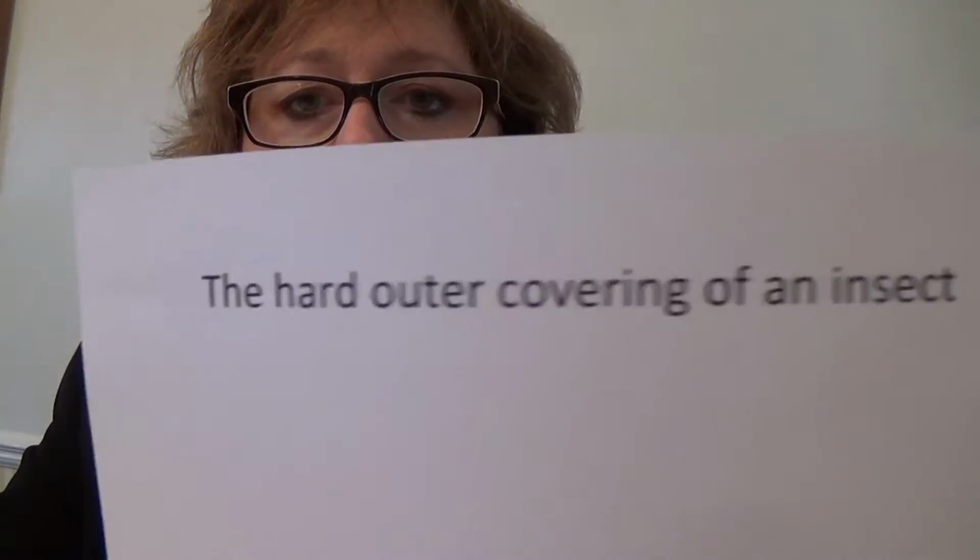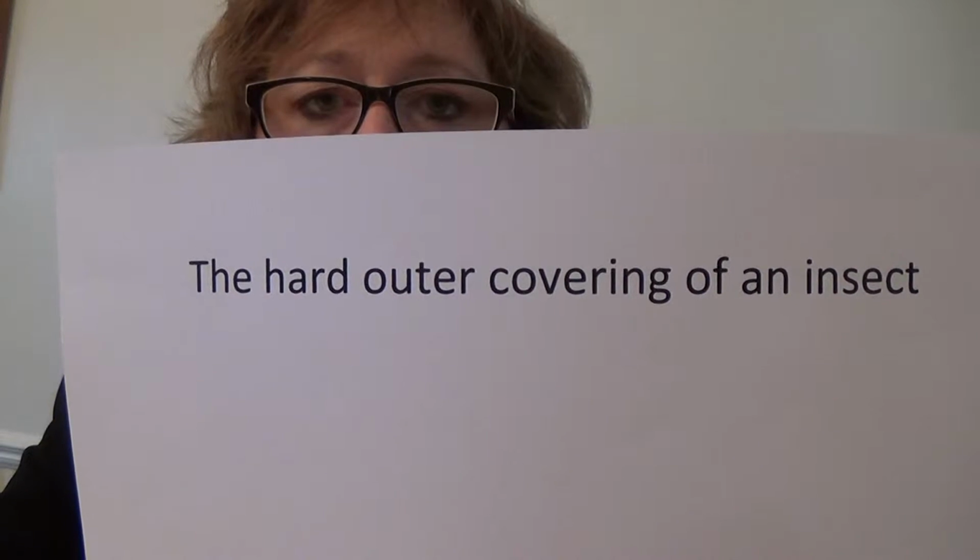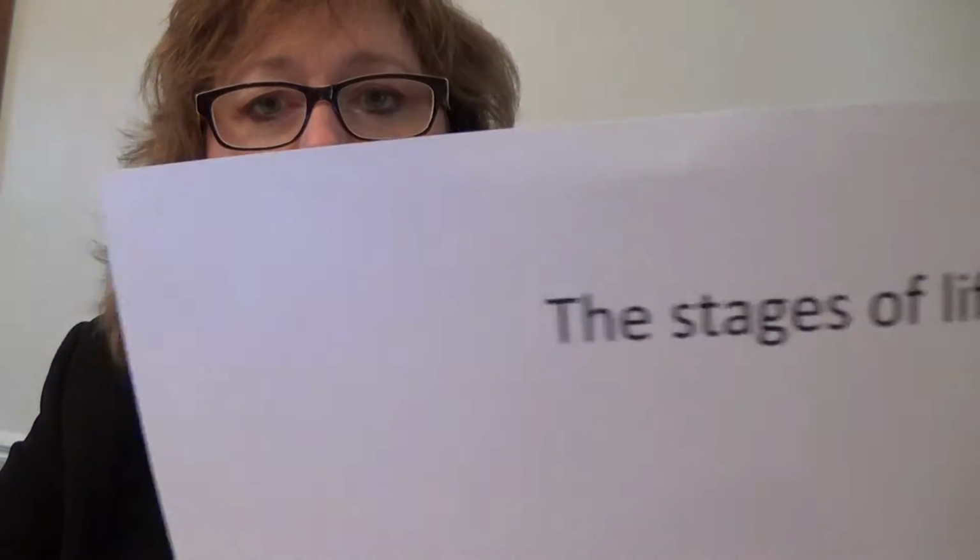Insects have an exoskeleton. When we think of exoskeleton, it is the hard outer covering of the insect. We're gonna come back to exoskeleton in a little bit when we talk about nymphs. So hang on just a second. When we're talking about life cycle, that simply means the stages of life. That's all. We talk about that a lot, the stages of life.